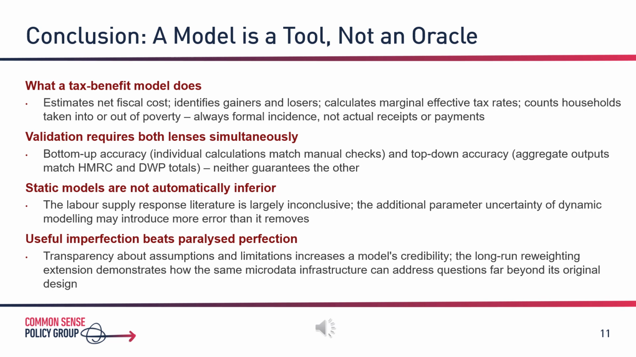The first thread is what a model actually does. The model applies tax and benefit rules to each household in a sample, aggregates the results, and tells you the net fiscal cost, the gainers and losers, the marginal effective tax rates, and the poverty count. It calculates formal incidence, who is legally liable and entitled, not effective incidence. It calculates entitlements, not receipts.